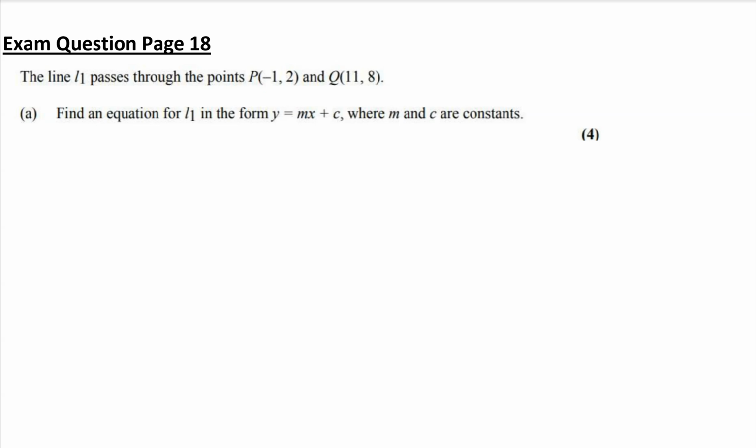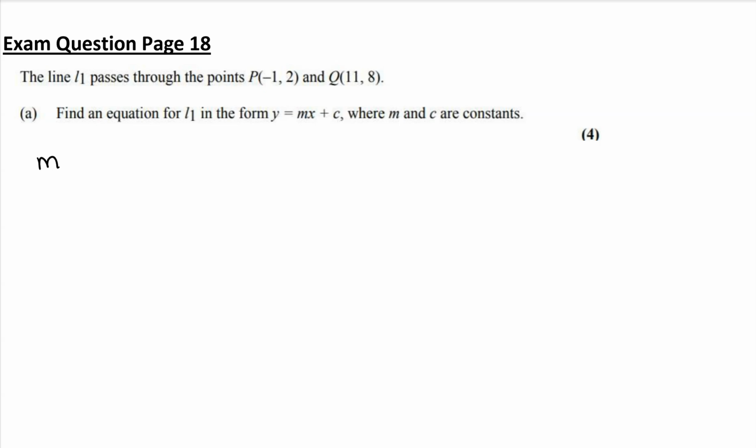We've got the line L1 that passes through the points P and Q, and we're going to find the equation for L1 in the form y equals mx plus c, where m and c are constants. So this is taking us back to earlier lessons we've done. We've got 2 points here, but we don't know the gradient just yet, so we're going to need to find that so we can then form our equation of the line.